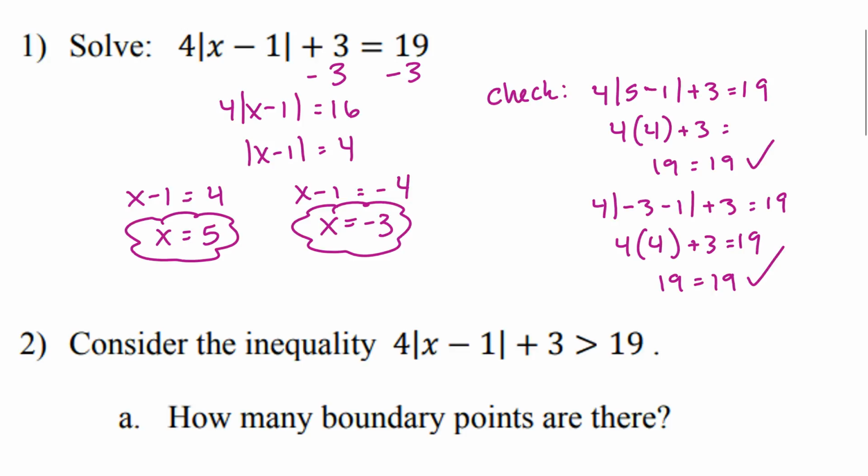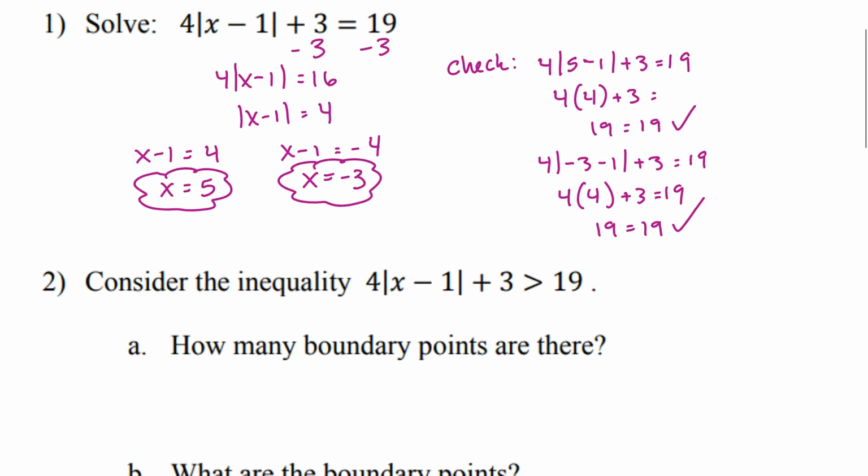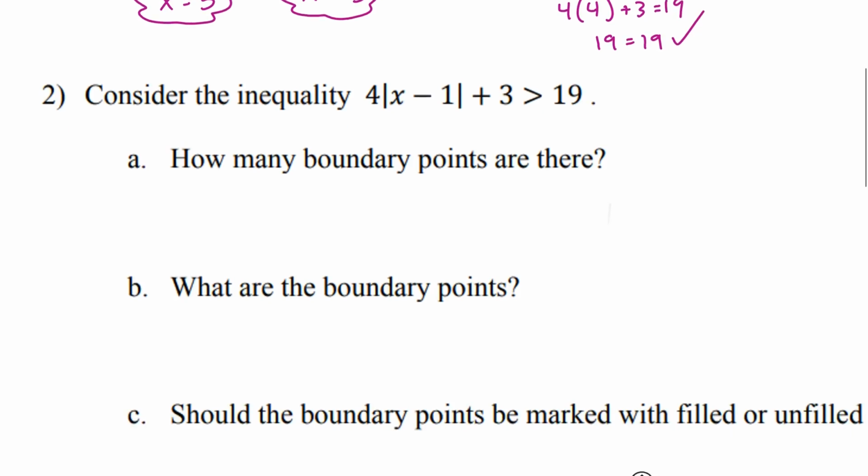Good. Our two solutions are 5 and -3. And did they check out? Oh, yes, they did. So they are two real solutions. Now, the next question, what changed? Right. It transferred from being an equation to being an inequality. It went to be an inequality.